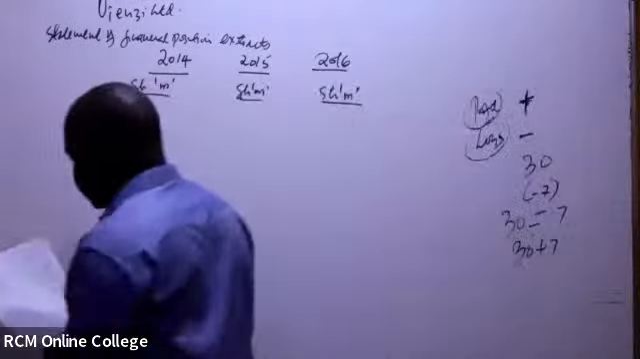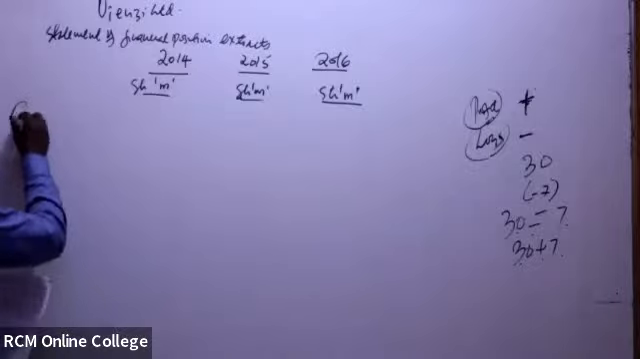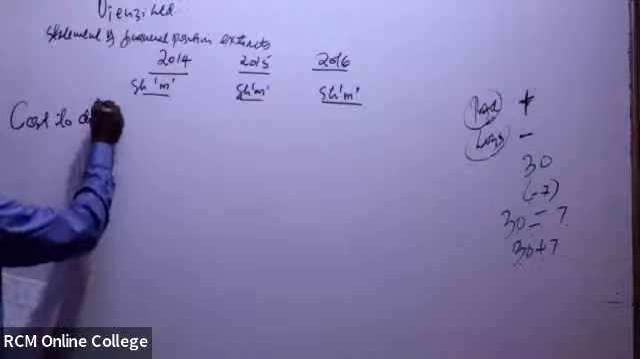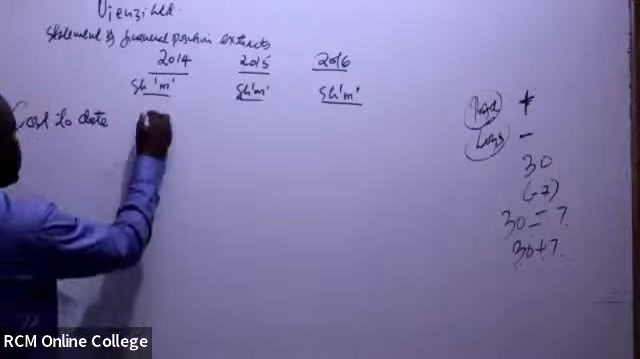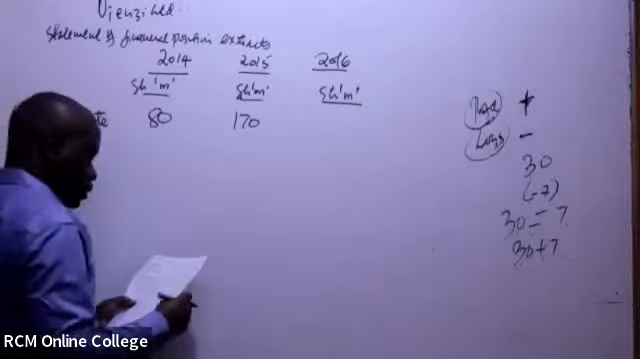So for this statement of financial position, you'll start with the cost to date. The cost to date, you already have them. So in this case, you have 80, 170, and 220.